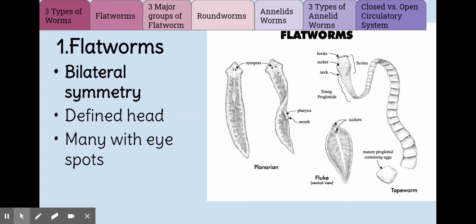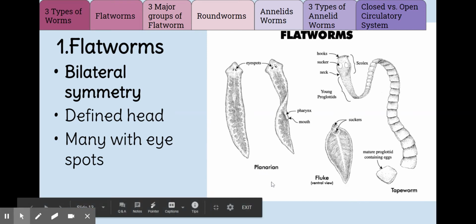Flatworms, they're kind of funky looking. They've got these two eye spots. They're called planaria, in this example. They have bilateral symmetry, which means you can fold them upon themselves on one plane, going right down between the eyes. They have a defined head, and most of them have some sort of eye spots. But these are planaria, flukes, and tapeworms.